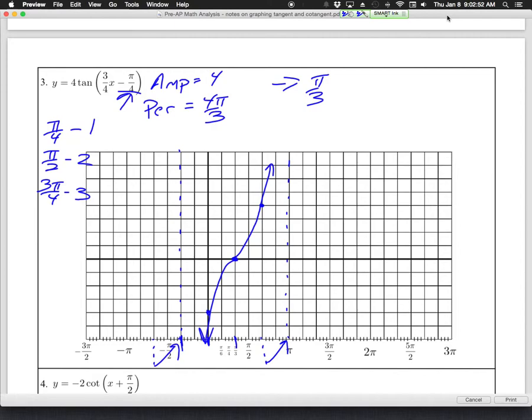Okay, what do I do to get to my next period? Go over 8 spaces. How did you know 8, Rachel? The length of the period is 8 spaces, so that's how far apart my asymptotes have to be. So 8 spaces to get to my next one. So that has to be there. Then halfway between those two asymptotes, I've got to be on the x-axis. Halfway on the right, I've got to be at 4. Halfway on the left, I've got to be at -4. Then I draw my curves.